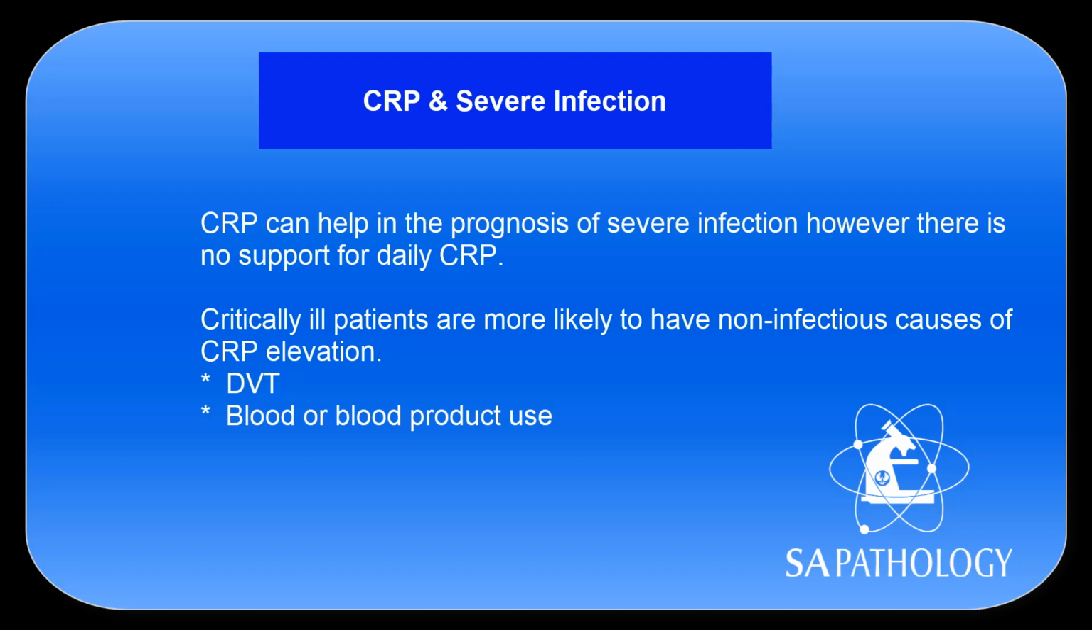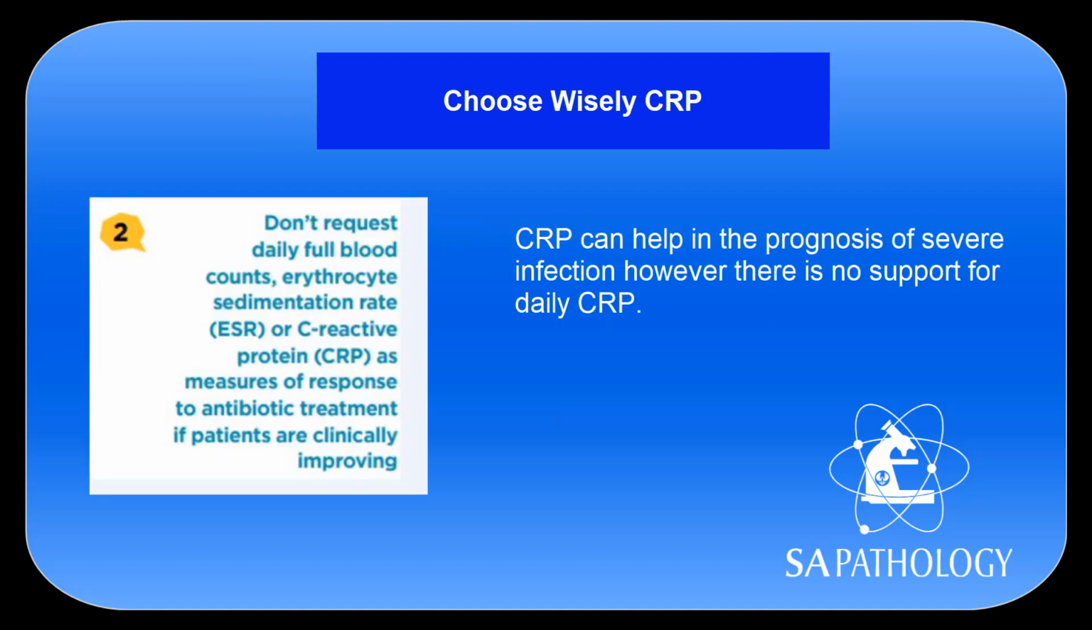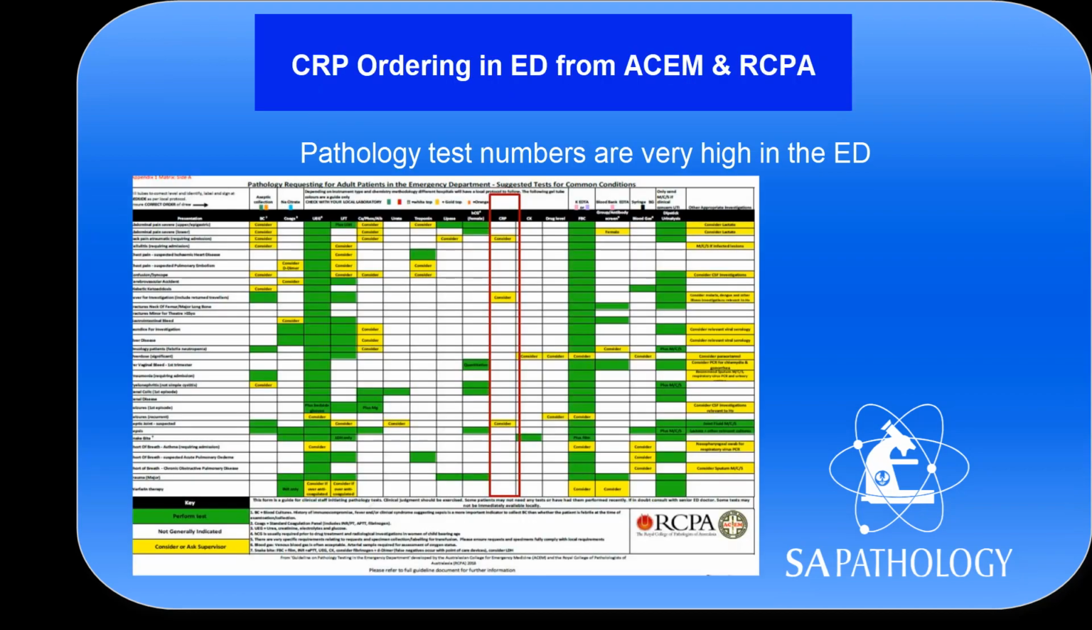Critically ill patients are also more likely to have non-infectious causes of CRP elevation, which confound the interpretation of the result. These include deep vein thrombosis and transfusion of blood or blood products. The Choose Wisely campaign recommendations state that a daily CRP should not be requested as a measure of response to antibiotic treatment if patients are clinically improving.